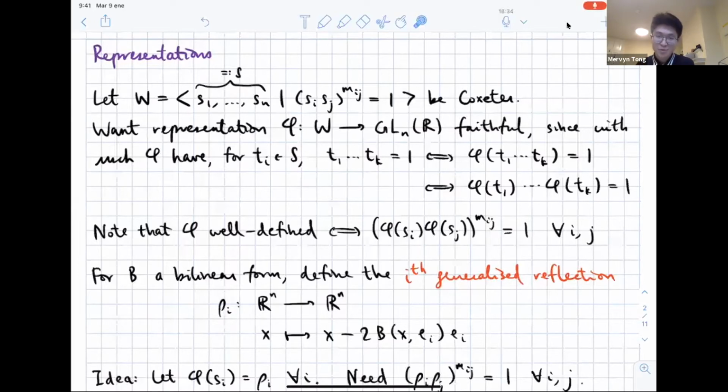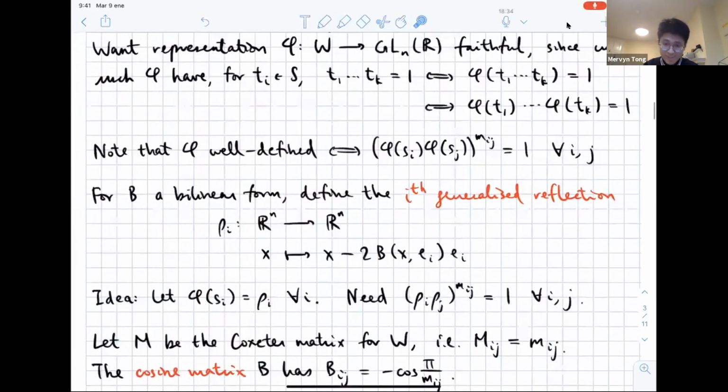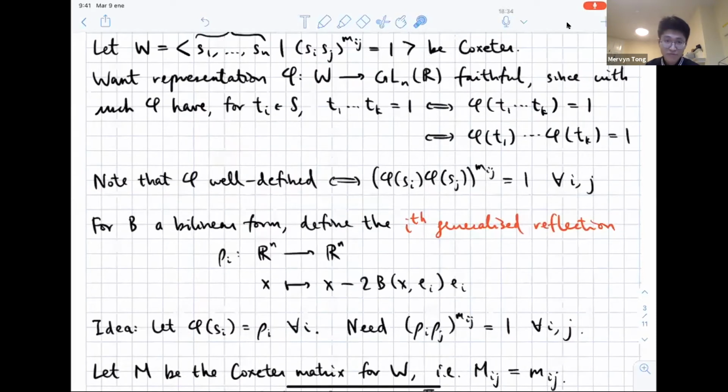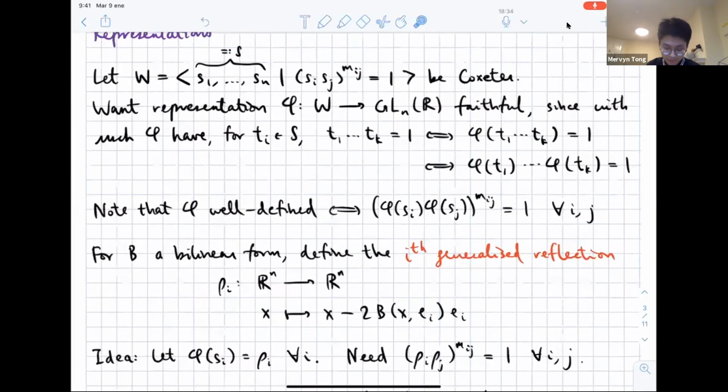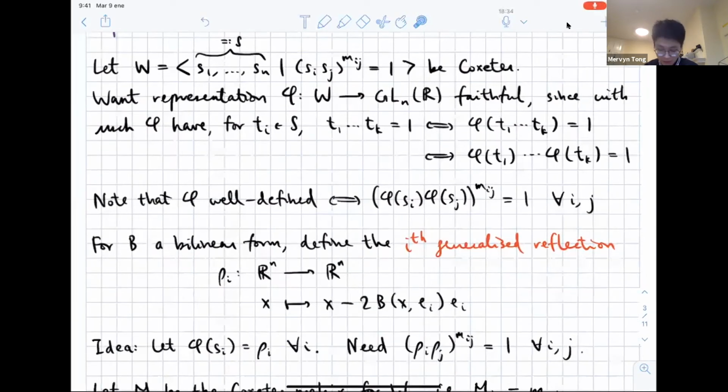There are also other reasons that we're interested in faithful representations for Coxeter groups, but these are geometric and I don't understand them. Now note that in order for such a representation to be well defined, we need phi to respect the relations here. And that means that the images of the S_i need to obey the same relations that were used to define W.